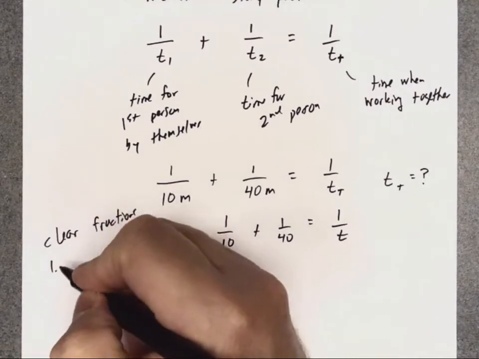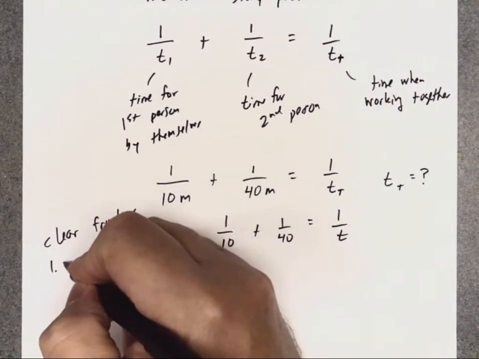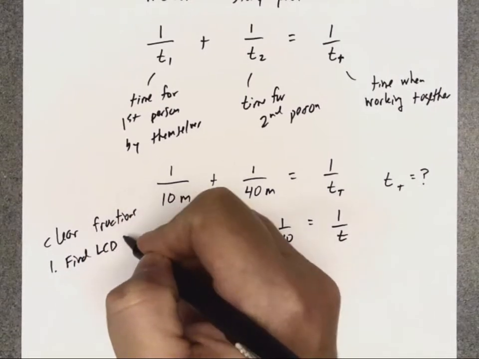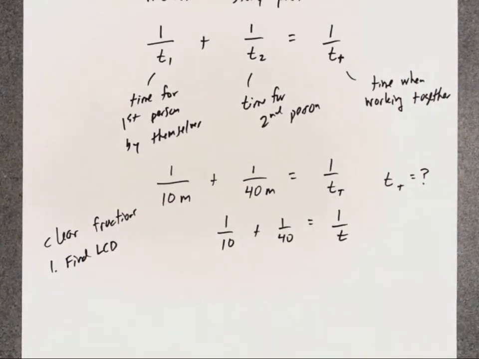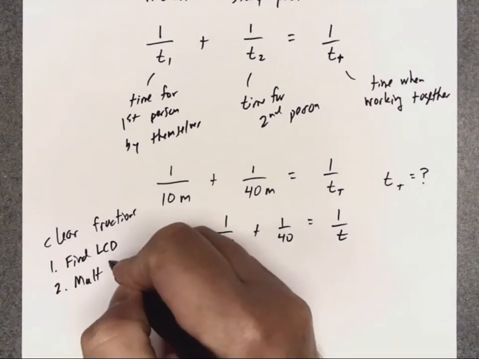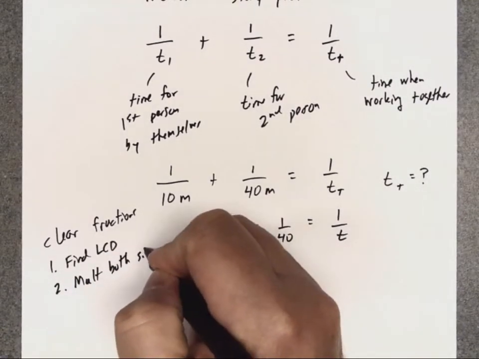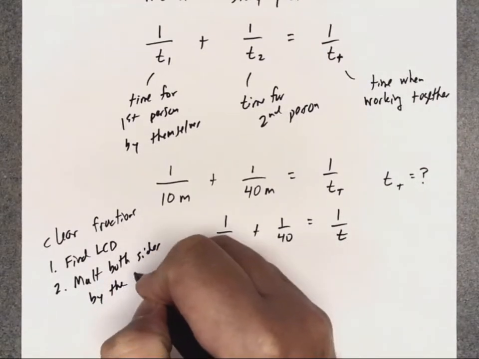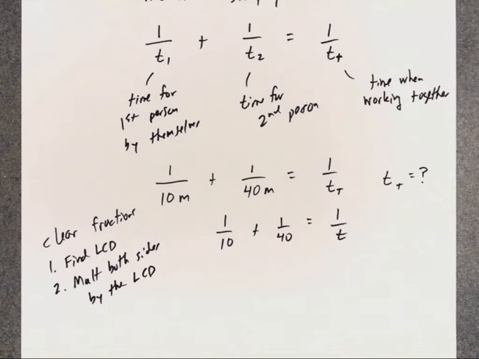All you do is you have to find the LCD. So you look at whatever denominators you have in your equation, and you have to find the LCD between all those denominators, and then you multiply both sides by the LCD. So that's what I'm going to do here.